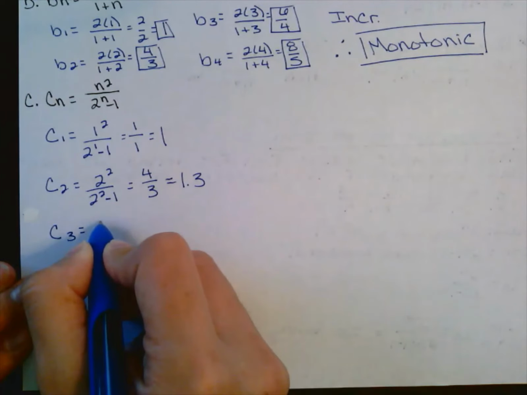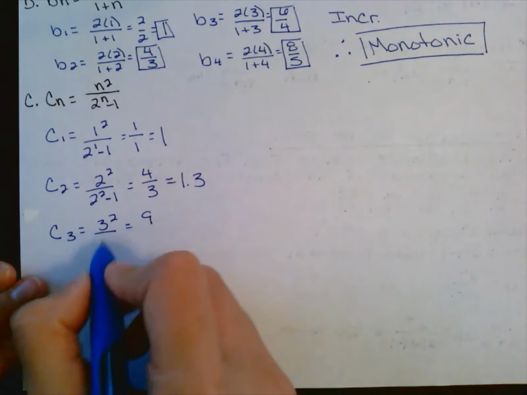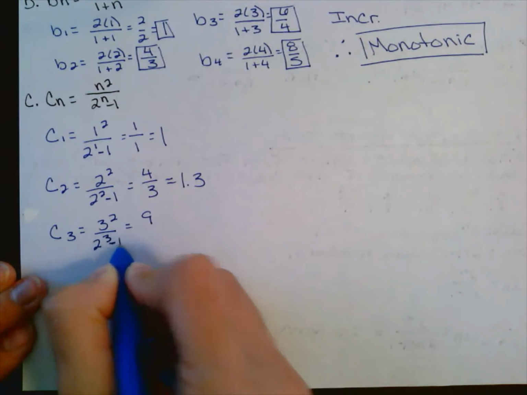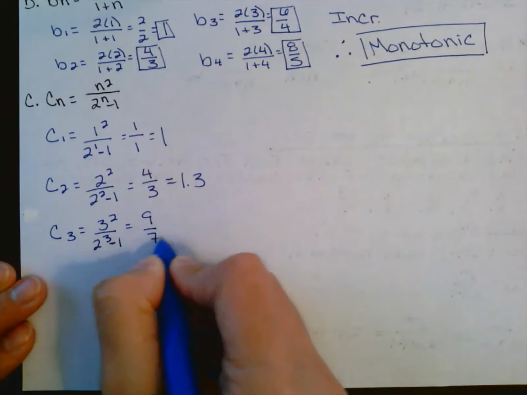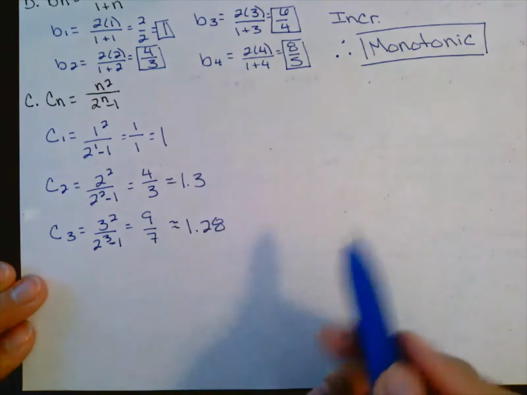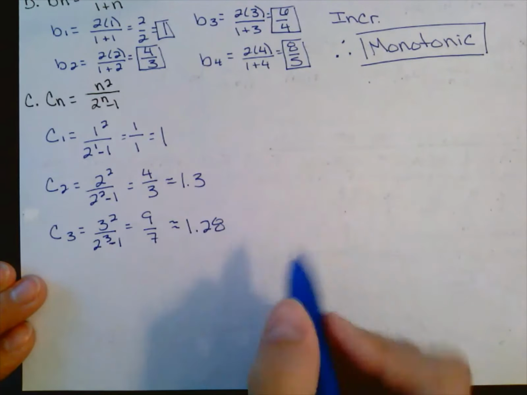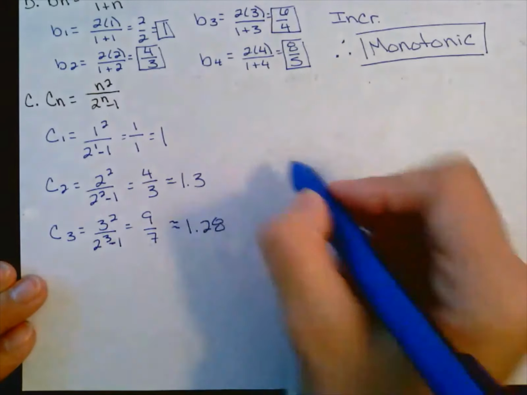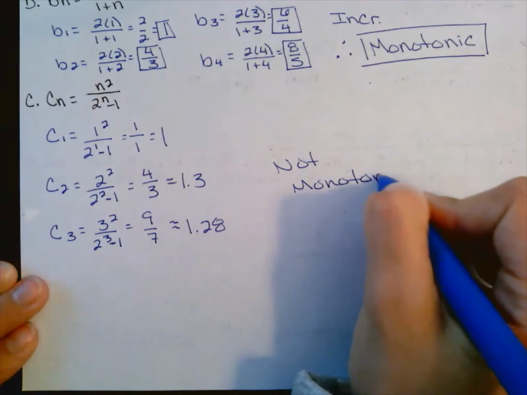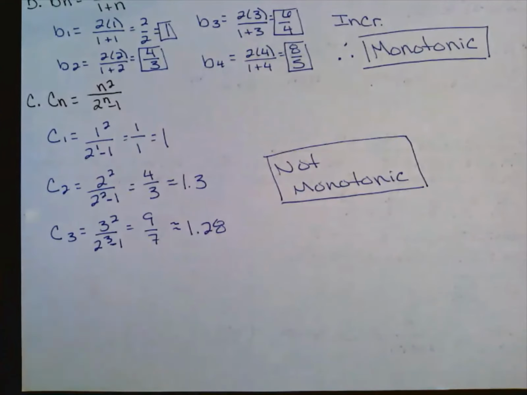Here we have 3 squared, which is 9, over 2 to the third minus 1, which is going to give me 7. If I analyze that as a decimal, it's about 1.28. So I can stop here because from 1 I went greater to 1.3 and then I went smaller to 1.28. So because this went increase and then decrease, this is not monotonic. All right. So just another way to analyze these sequences.